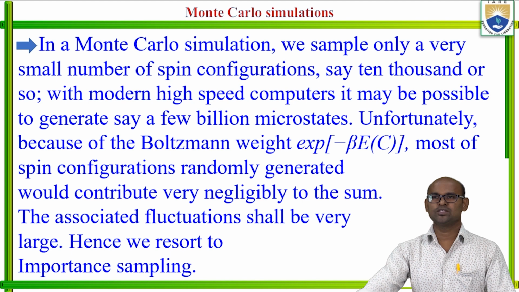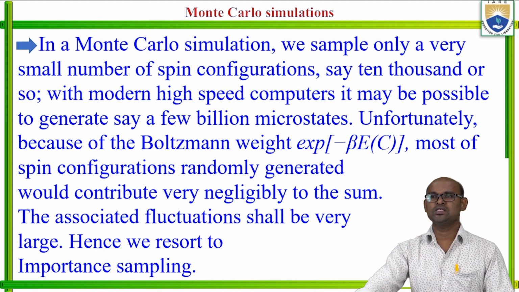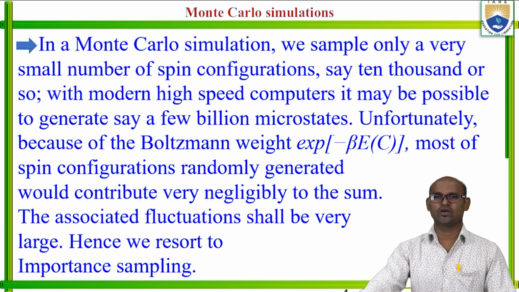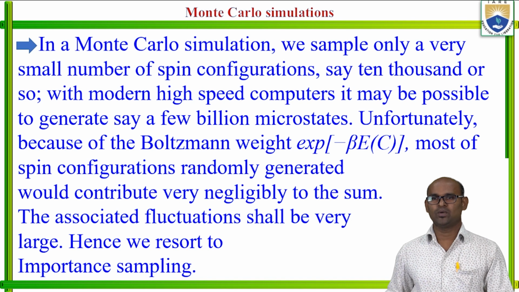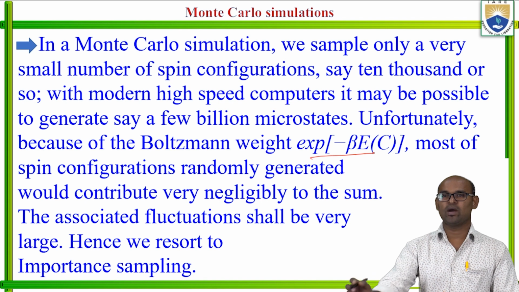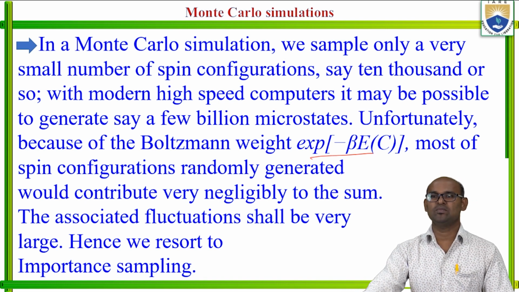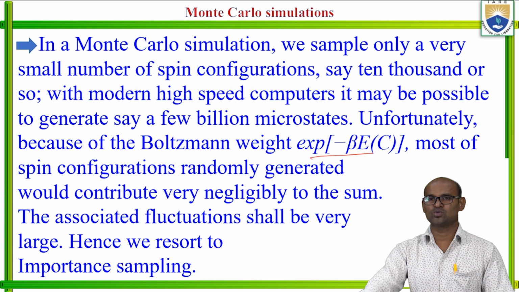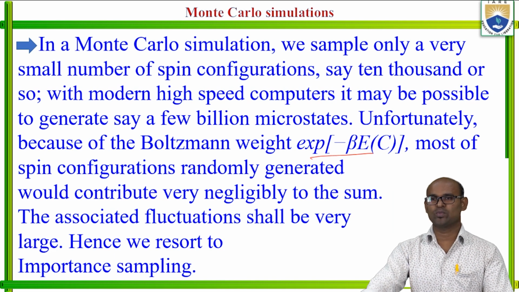So in a Monte Carlo simulation, we sample only a very small number of spin configurations, say 10,000 or 20,000. With modern high-speed computers, it may be possible to generate a few billion microstates. So unfortunately, because of the Boltzmann weight e power minus beta E, most of the configurations randomly generated would contribute very negligibly to the sum to calculate the macroscopic property. So associated fluctuations in that macroscopic quantity shall be very large.